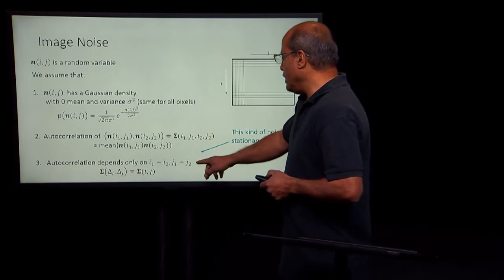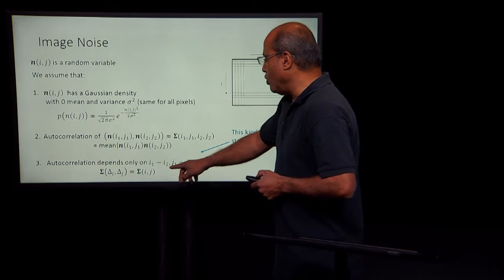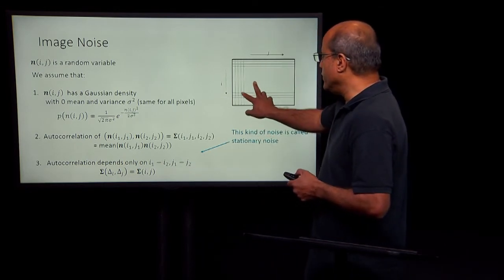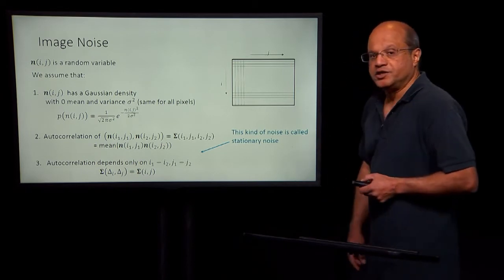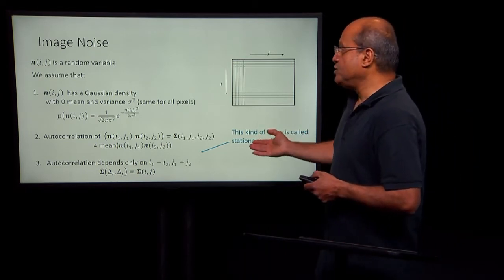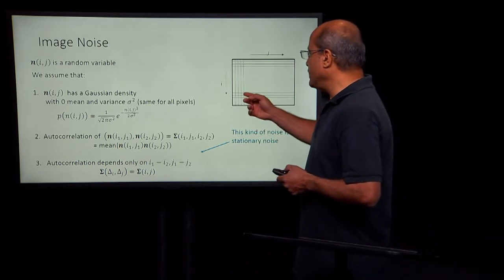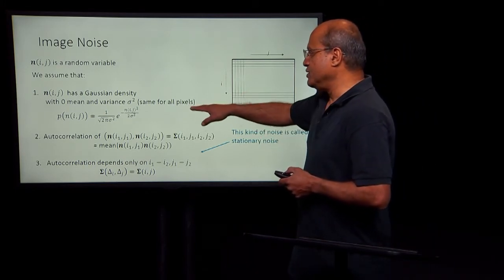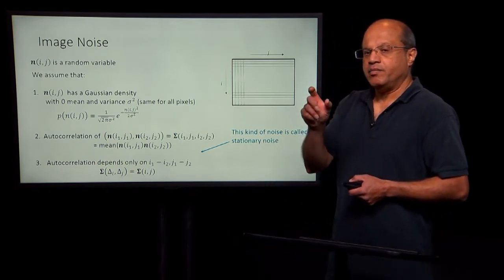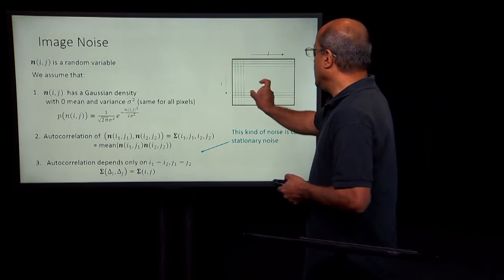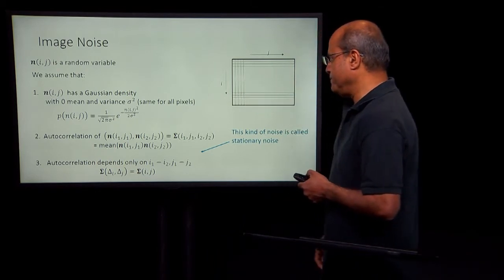So any noise that has this property, where the autocorrelation function only depends on the difference between a pair of locations, is called stationary noise. Essentially our image noise model is that noise in any pixel has a Gaussian density and that noise is stationary. It has the same autocorrelation for a given displacement anywhere in the image.